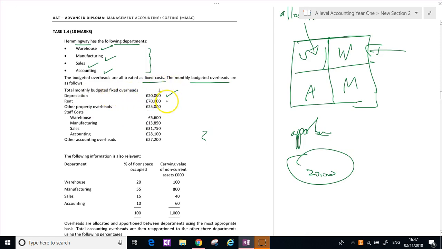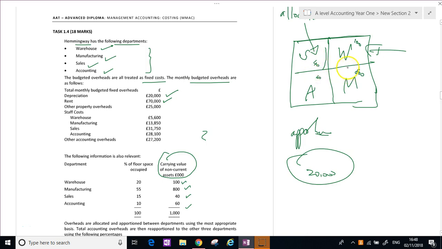That's the first problem. And then I'll look at rent, 70,000. And I guess because they're all in the same space, I could argue it must be based on who's using depending on the space they're occupying. I could apportion it that way. So with depreciation, we tend to say, generally, the higher the non-current assets in your department, the higher the depreciation charge. Well, it must be, generally, that if you're in the warehouse, the warehouse guys have 100 million pounds worth of machines, and the manufacturing guys have 800 million pounds worth of machines. And sales have 40, and accounting have 60.